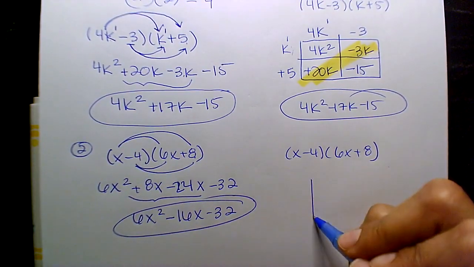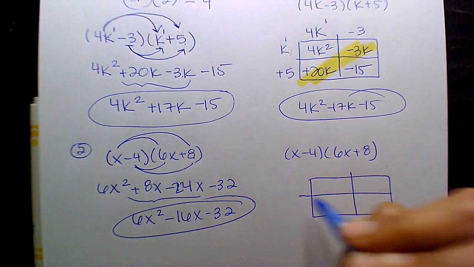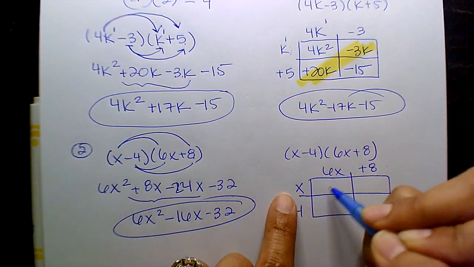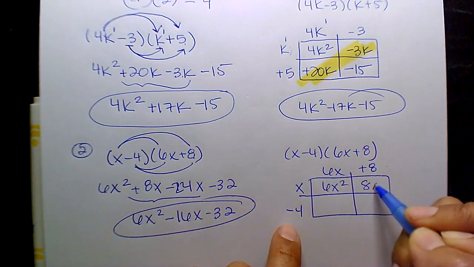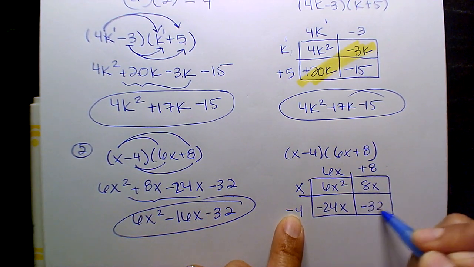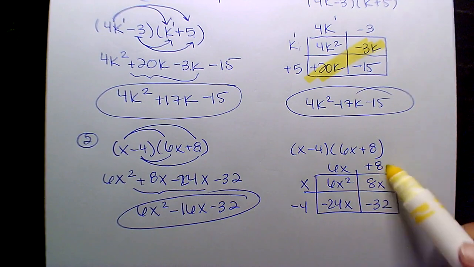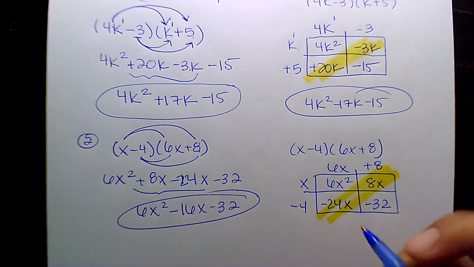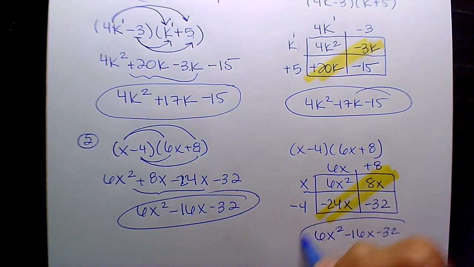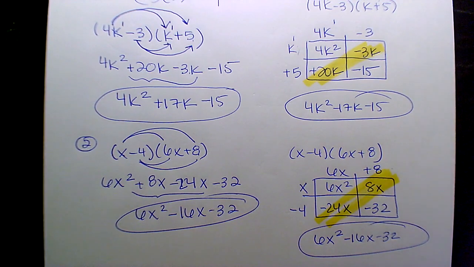If you like the box method, x minus 4, 6x plus 8, so 6x squared, 8x, minus 24x, minus 32. Your like terms, you get the same answer. Be careful with your signs, your pluses and minuses.